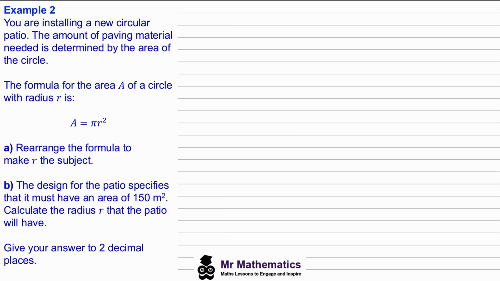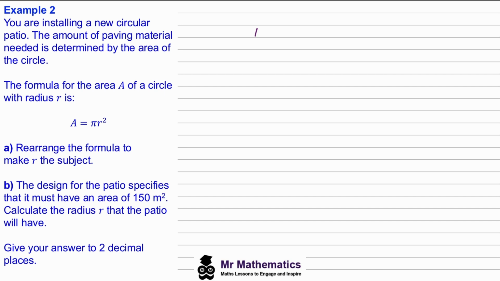So in example 2, we're told you are installing a new circular patio. The amount of paving material needed is determined by the area of a circle, and the formula for the area of a circle is given as A equals pi r squared. For part A, we need to rearrange the formula to make R the subject. You can see that A is currently the subject. And then for part B, we need to work out the radius when the area is 150.